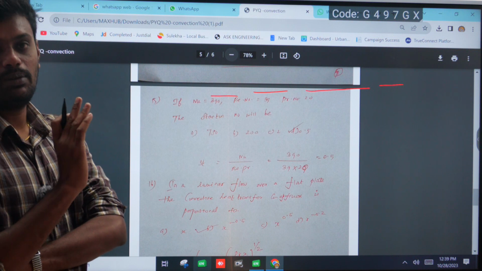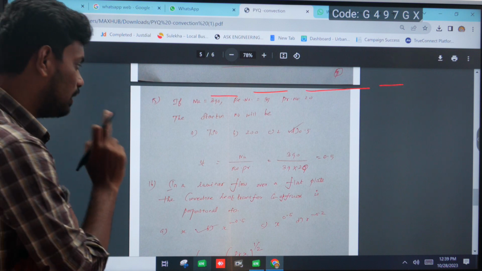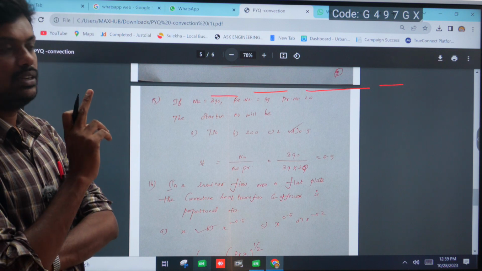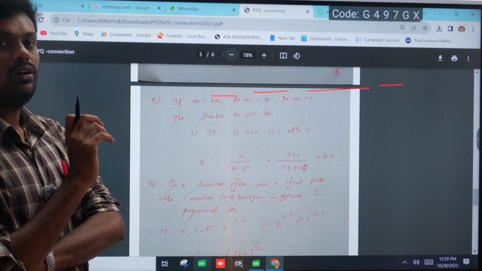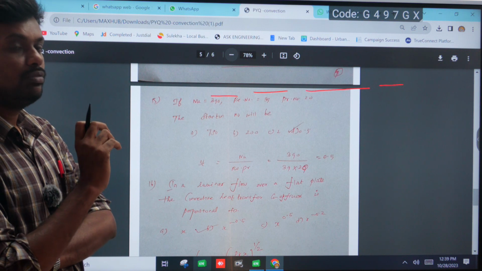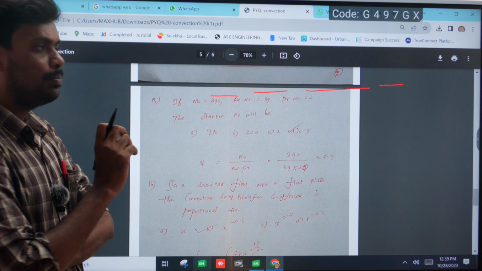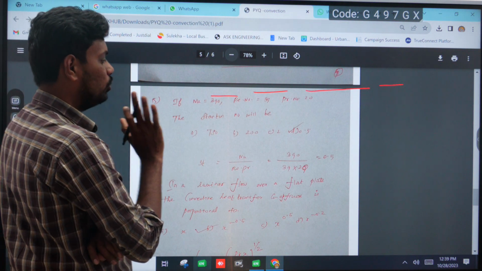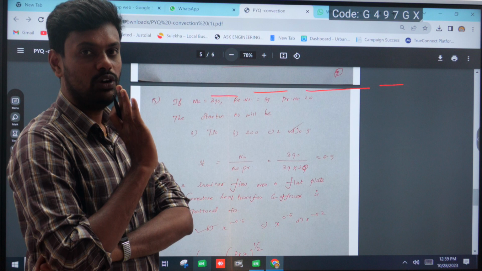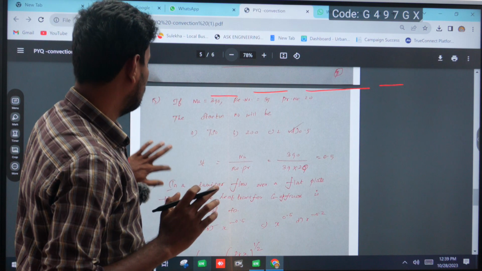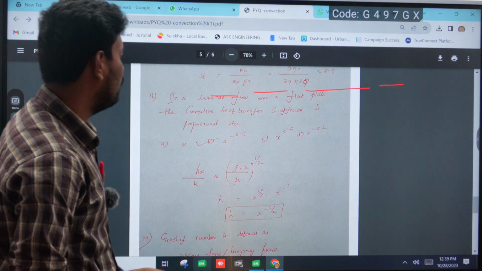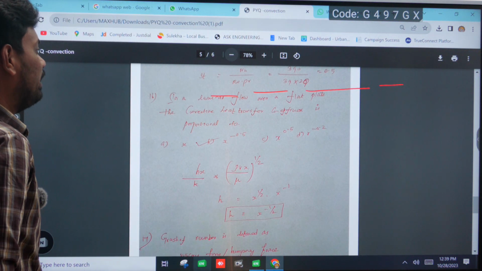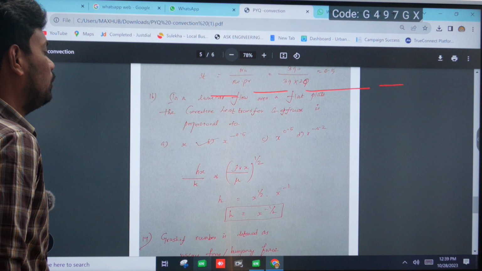So you should know the formula for the Stanton number. Stanton number, as we have already discussed, is the ratio of Nusselt number over the product of Reynolds number and Prandtl number. So all the things are given. So if you substitute, you will get the value of the Stanton number. Okay. Next, in a laminar flow over a flat plate, the convective heat transfer coefficient is proportional to.